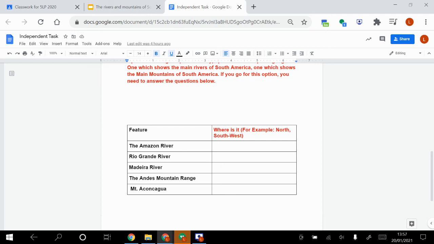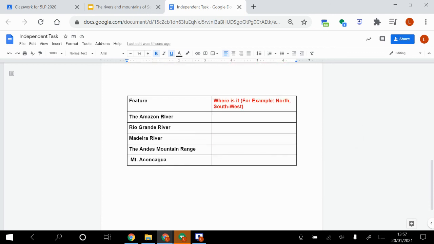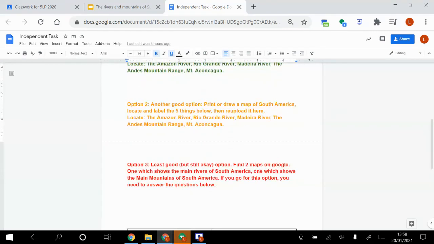So you find 2 maps from Google, you copy and paste them into the document, one which shows the rivers and one which shows the mountains by Googling something like, for example, mountain map of South America or river map of South America. You paste those into this document, and then in the table beneath, you tell me the compass point for that geographical feature. So there are three options for you to choose from.